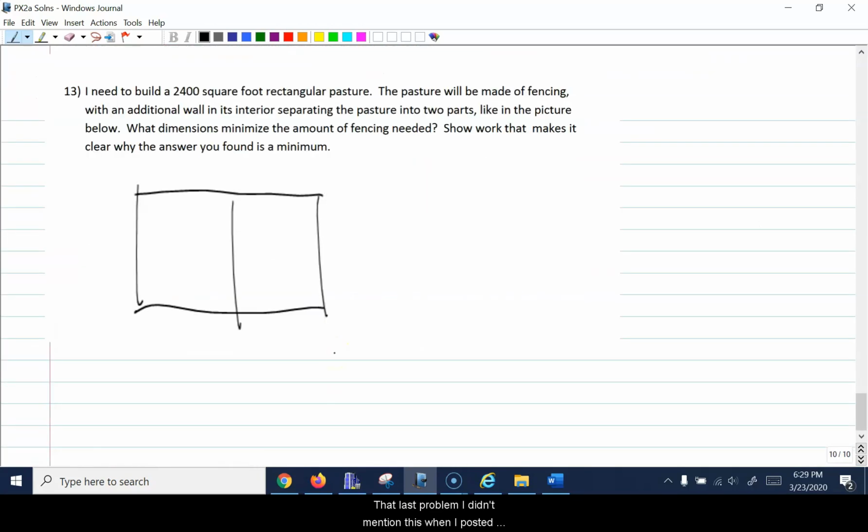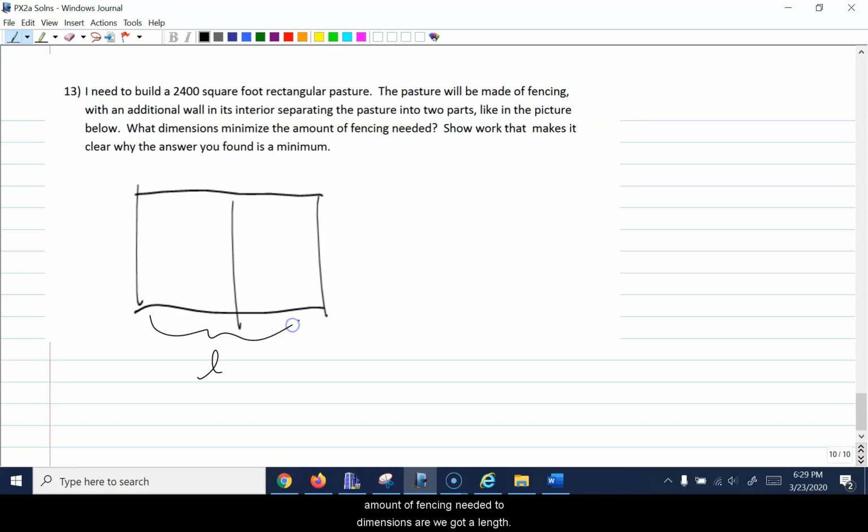Last problem. I didn't mention this when I posted the exam. If you want to pause the video and try the problem on your own, go for it. I guess I don't need to explain to you that you can pause the video. I want to build a 2,400 square foot rectangular pasture. It'll be made of fencing with an extra wall in the interior, like this picture. What dimensions minimize the amount of fencing we need?